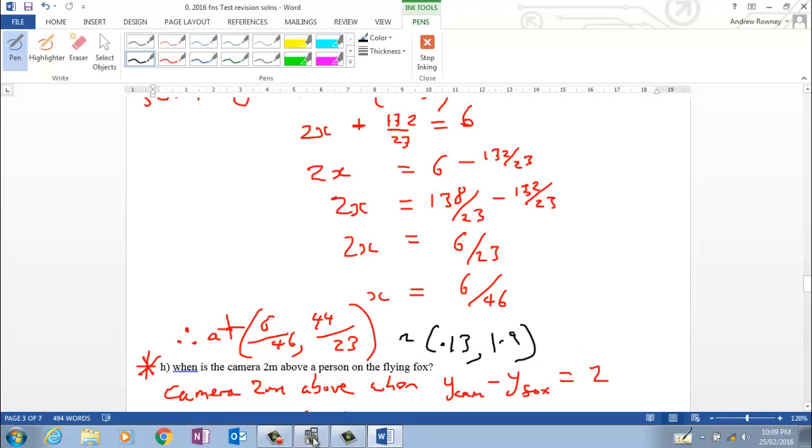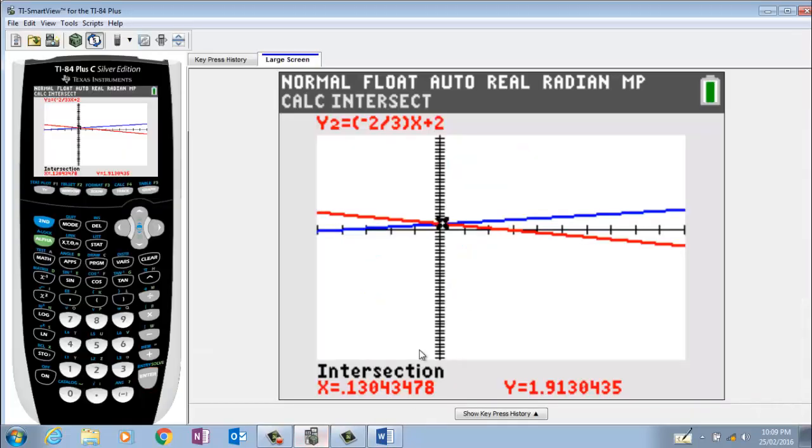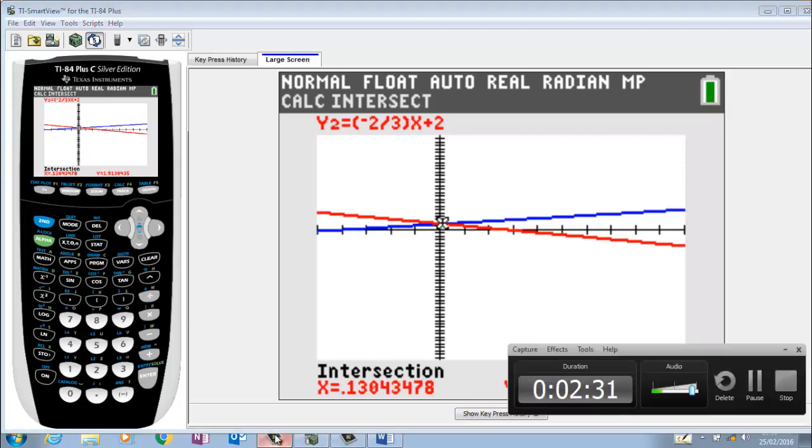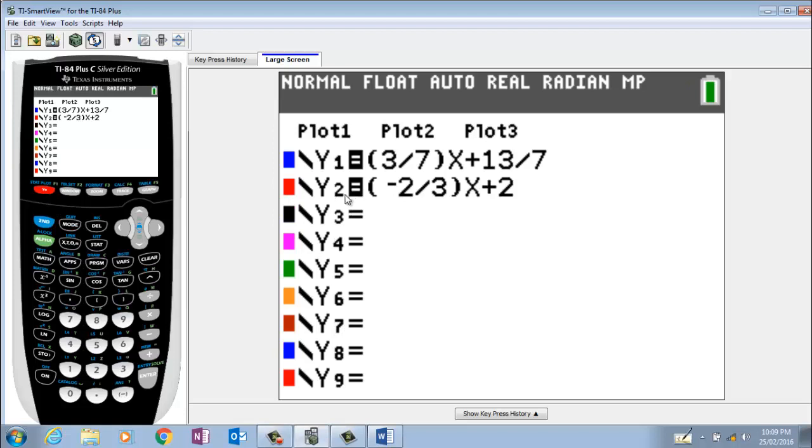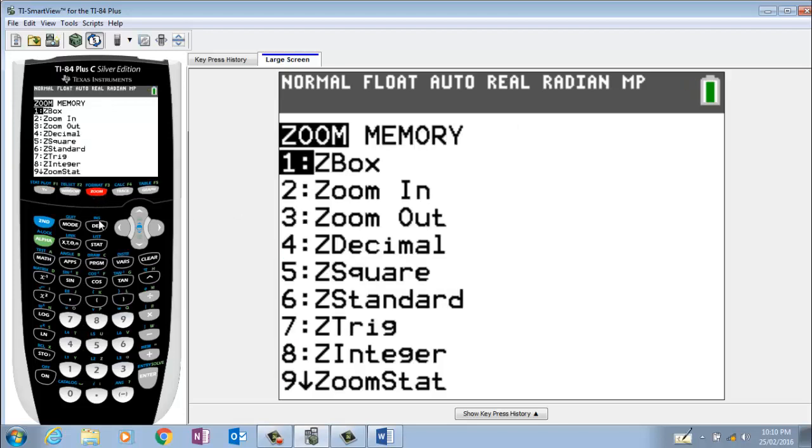Now let's actually see it on the graphics calculator. You just put the two equations into y equals, so that's already been entered there, 3/7 x plus 13/7. The second one is minus 2/3 x plus 2. And we want to do zoom fit, so it's zoom 0 or zoom fit. It will do the best scaling for us.